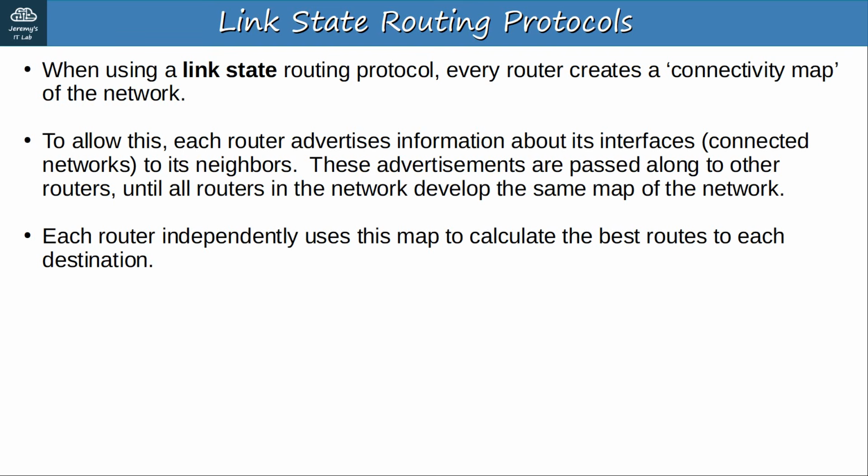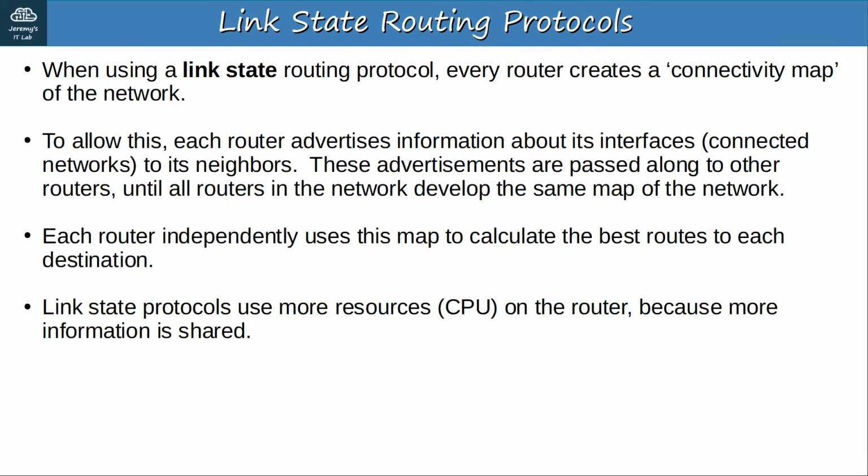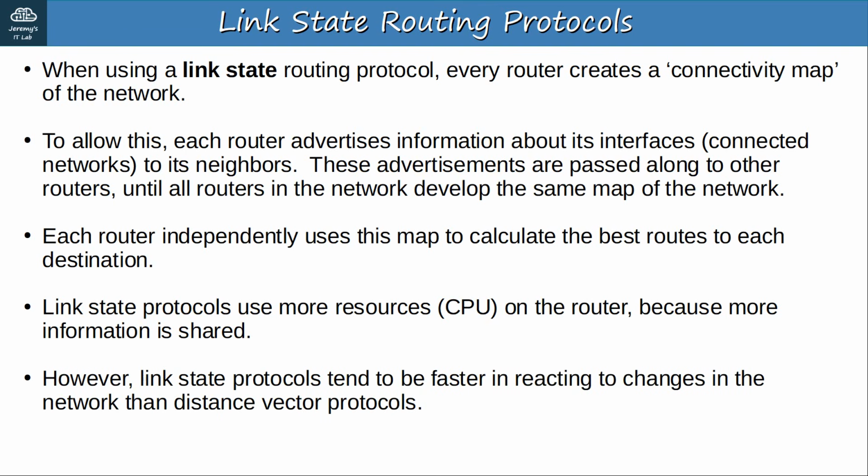I think you can see how this is different than the routing by rumor of distance vector protocols. In link state protocols, each router gets a whole picture of the network so that it can calculate the best routes. Link state protocols use more resources, more CPU power and memory on the router, because more information is shared. However, link state protocols tend to be faster in reacting to changes in the network than distance vector protocols. The two link state protocols in use today are OSPF and ISIS. I will briefly mention some things about ISIS, but as for OSPF, we will go very in-depth.